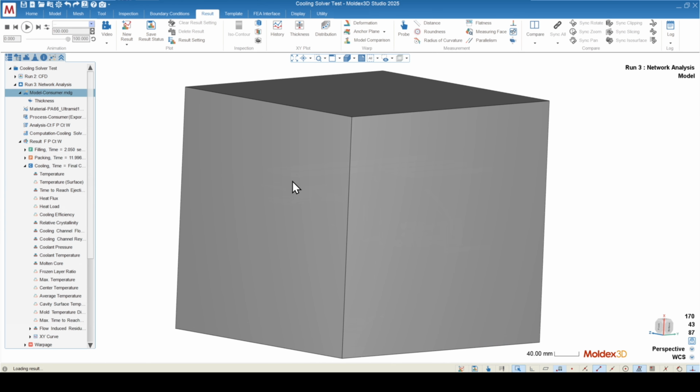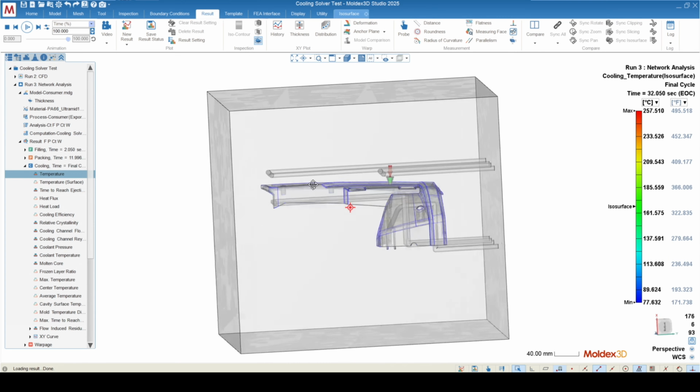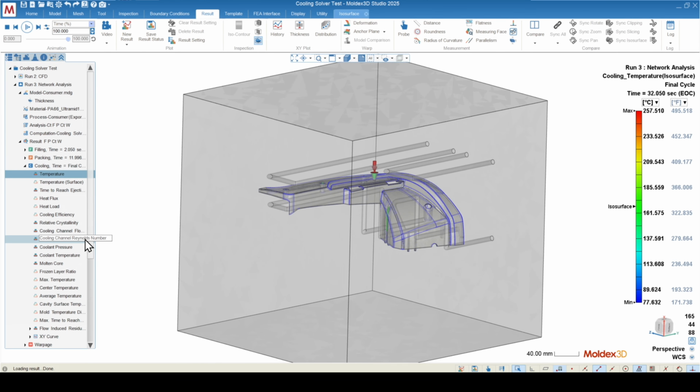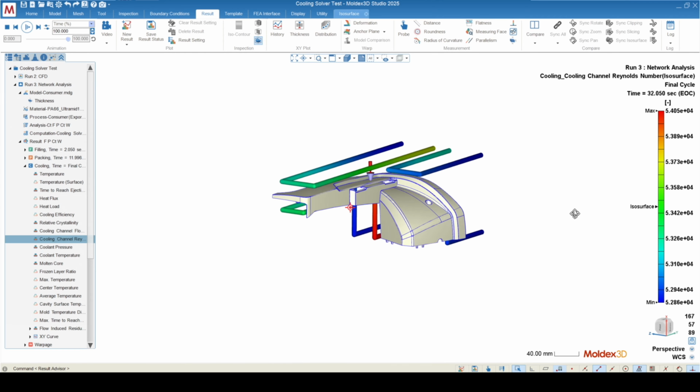The second analysis type is the network analysis. The network analysis does actually run a flow calculation through the cooling channels. And so we can see some flow related information down here. Things like the Reynolds number is available as a distribution.